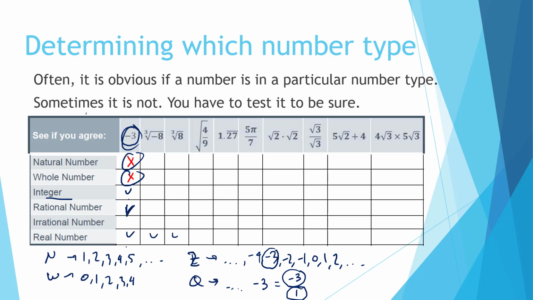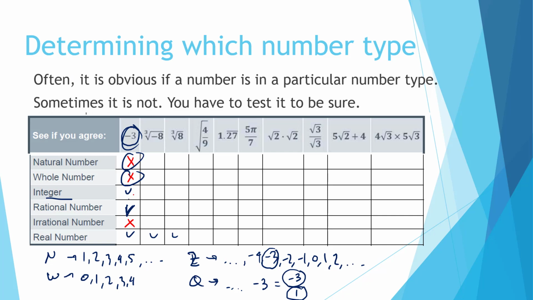Okay, so keep in mind that if it is a rational number, then it is not an irrational number. So be very careful. If this is a rational number, then it is not an irrational number. And vice versa. If it is an irrational number, then it means that the number is not a rational number.